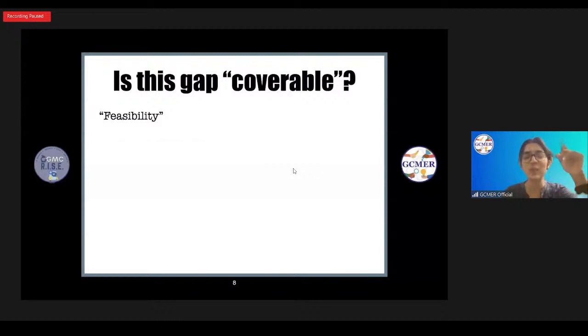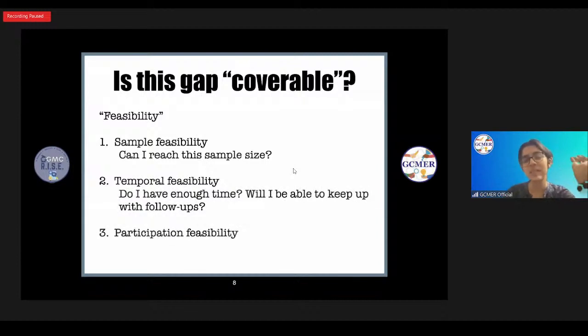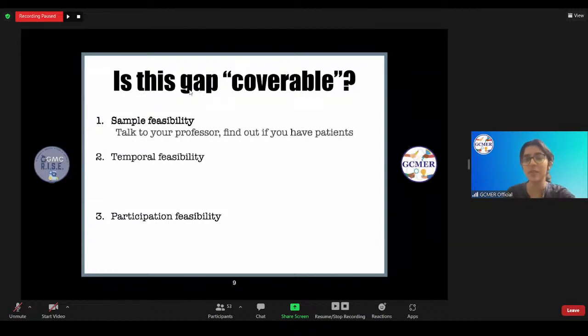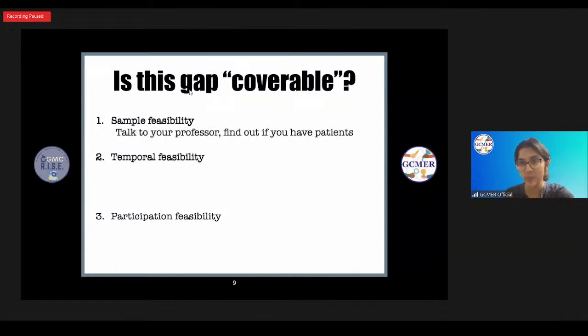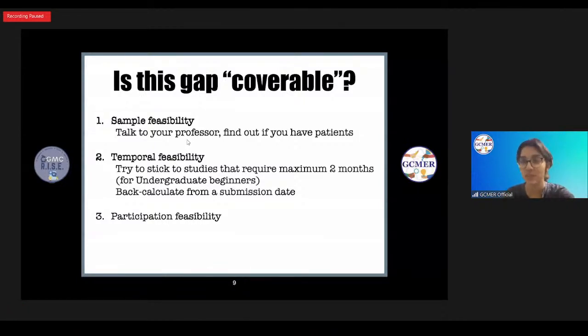Okay, so I was talking about feasibility: sample feasibility, temporal feasibility, participation feasibility, and then I was talking about how to solve these problems, and that's where we were, right? Like how you can actually solve these problems and make sure that your topic is finally feasible, right?